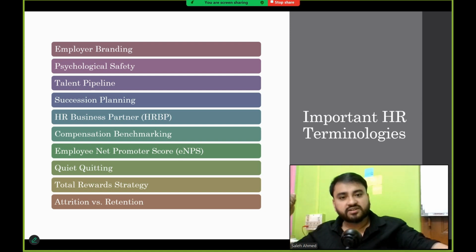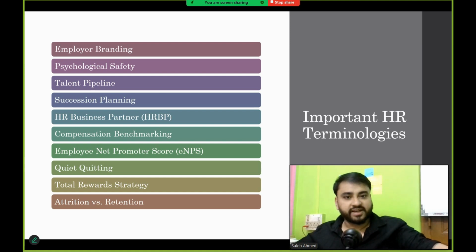There is another term called psychological safety. Psychological safety is the extent to which employees feel comfortable expressing ideas and concerns without fear of negative consequences. So as an HR person, you need to ensure that the psychological safety in your organization is maximum, right? There is another thing called talent pipeline, which is nothing but a pool of qualified candidates prepared to fill future positions within an organization. There is one more terminology called succession planning, which is nothing but a strategic process to identify and develop potential future leaders.